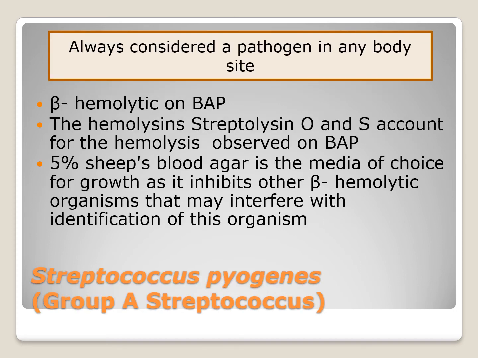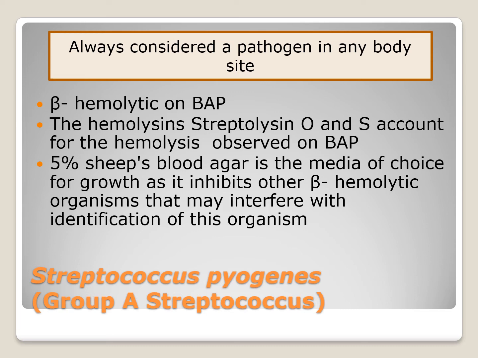So when talking about the beta hemolytic streps, I want to talk about one of the organisms that is probably one of the most serious organisms you're going to see in a microbiology lab, and that would be Streptococcus pyogenes, also known as group A Streptococcus. This is always considered a pathogen in any body site, but most of the time you hear of this organism causing strep throat. Anytime we are dealing with this, it is a critical value and must be called to the doctor or the RN taking care of that patient.